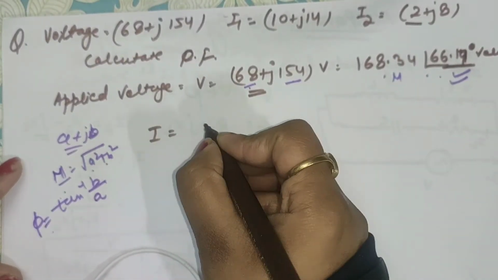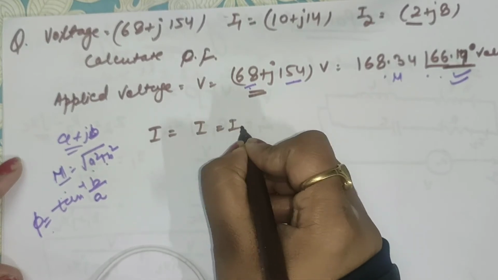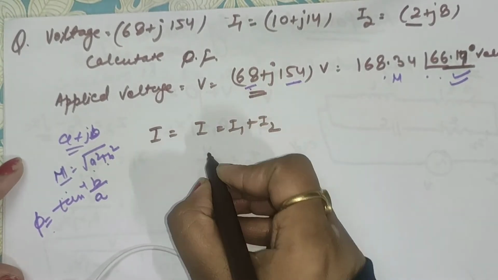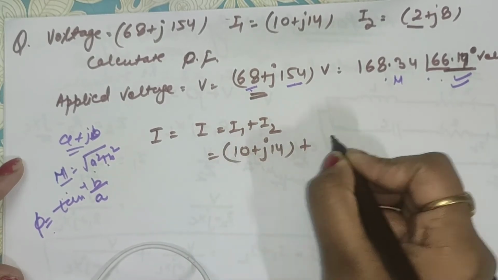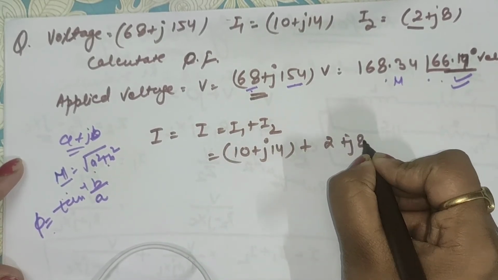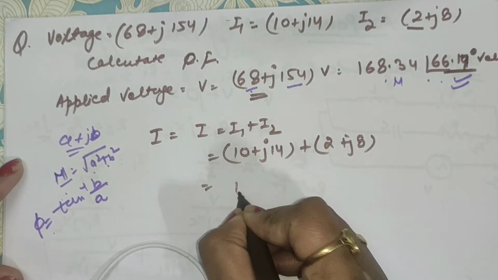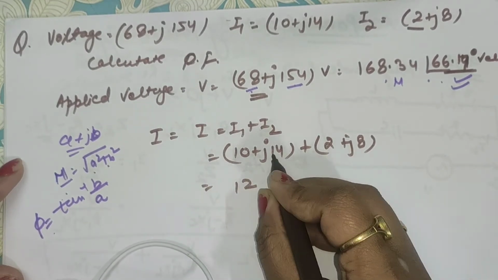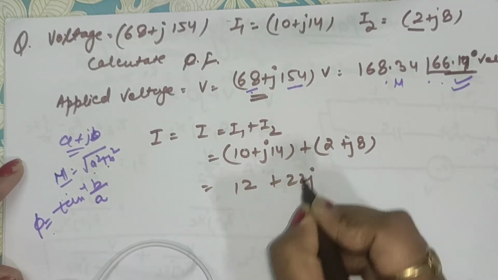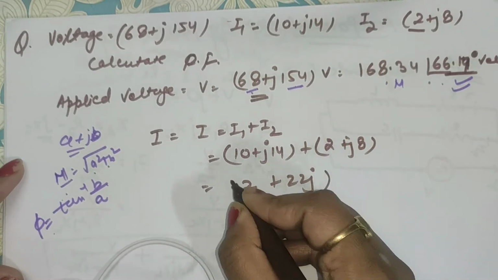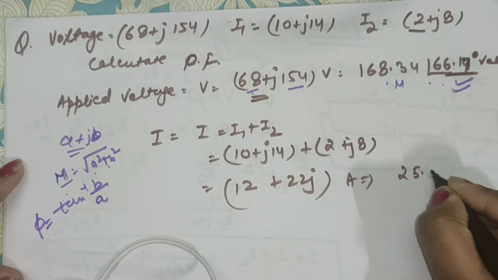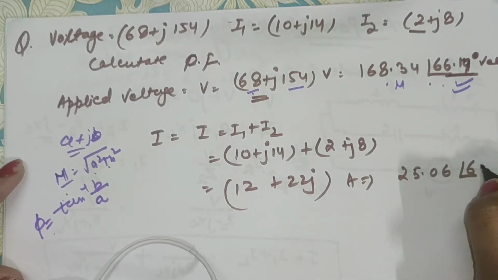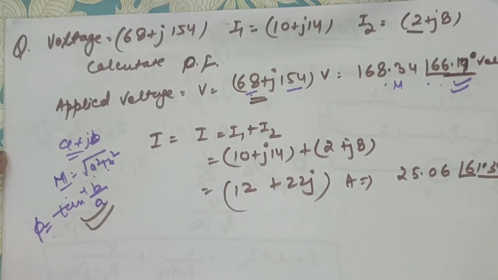Now line current, that is I equals I1 plus I2. So 10 plus j14 plus 2 plus j8. So 10 plus 2 that is 12, plus j, 14 plus 8 that is 22j. Now if this is your complex form, and you want to convert it into polar form, that is 25.06 under root 61.39 degree. I hope you understand now how you can do this.